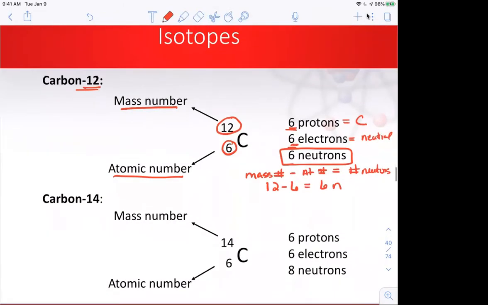If I have another isotope of carbon, carbon 14, which again has this different mass number, this now has 6 protons because I'm carbon, 6 electrons because this is the neutral atom of carbon, and 8 neutrons because I have a mass number of 14 minus 6 protons, which gives me 8 neutrons. So if I have this nuclear symbol, I can figure out the number of protons, the number of electrons in my neutral atom, and also the number of neutrons as long as I have the mass number.